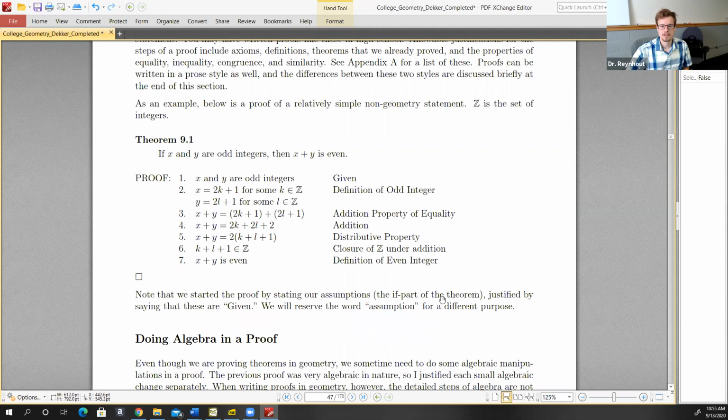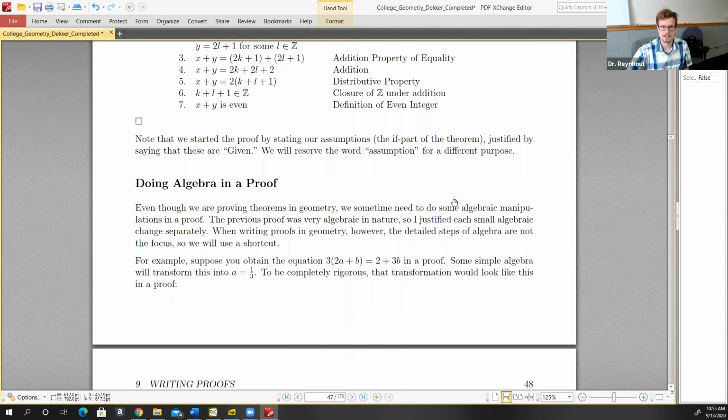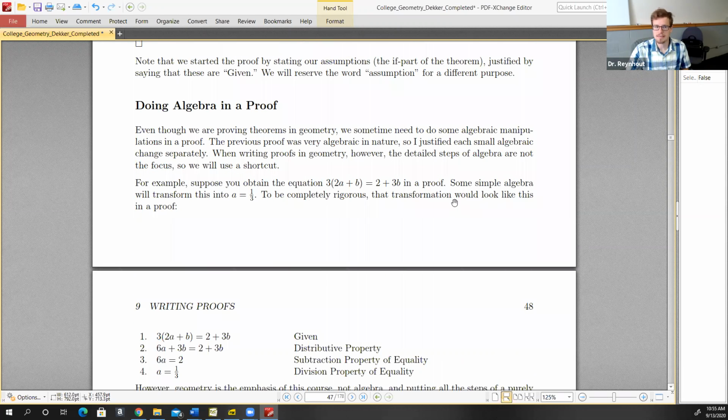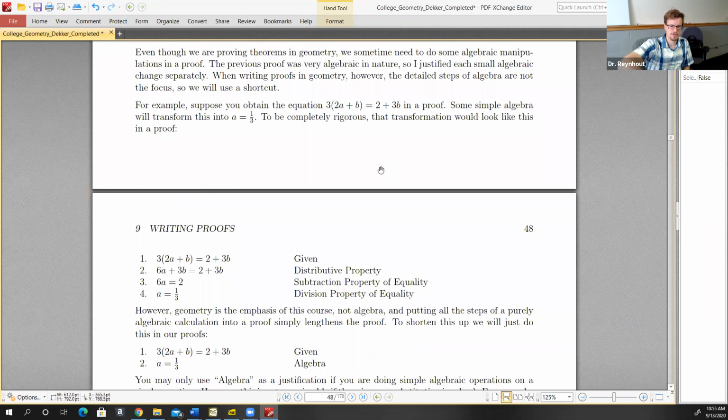Excellent. A little bit of a comment on when you're doing algebra in a two-column proof. You might have a given statement, and then you might want to perform some algebra. So here we have 3 times (2a plus b) is equal to 2 plus 3b. We're saying that's given for this example.